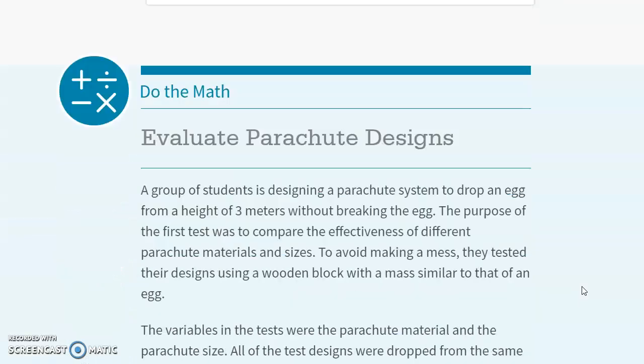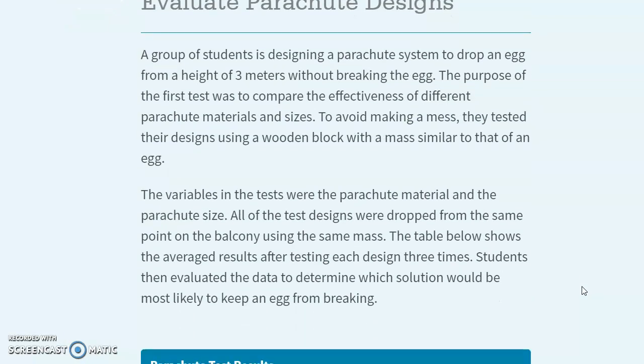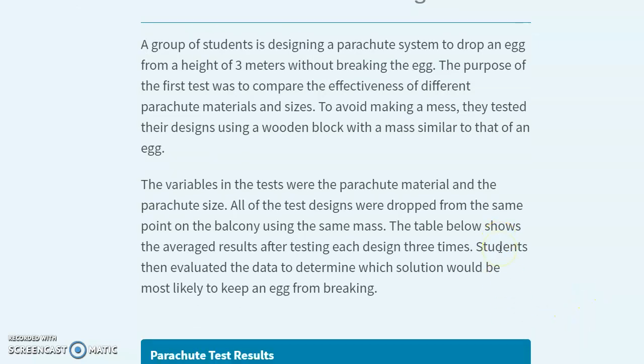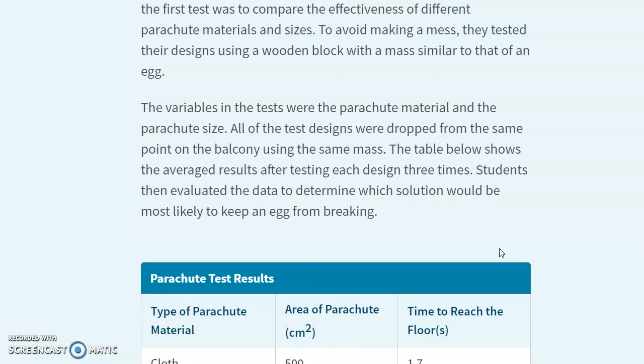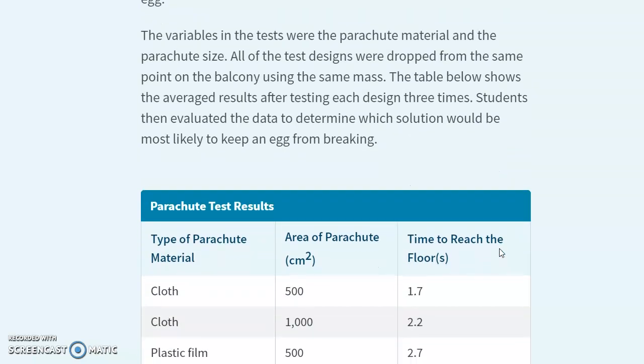Okay, so A and D, and then we're moving on to the math. A group of students is designing a parachute system. They're going to drop this egg from a height of 3 meters, and they don't want to break it. So they're going to use the design matrix that we were looking at earlier.